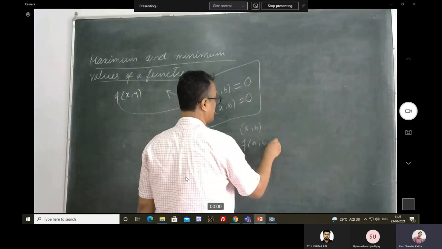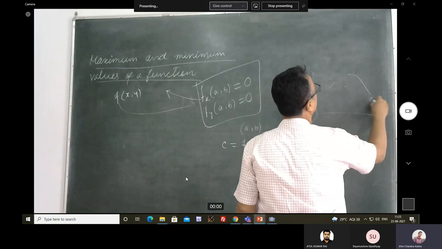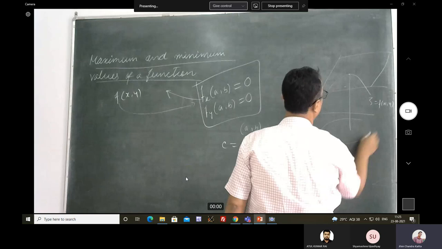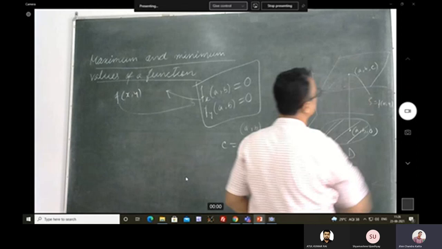Okay, so basically, tangent plane at the point (a, b). What I mean by that is, I am considering the surface z = f(x, y). Suppose this is the domain of this function, so this is (a, b, 0), and this point is going to be (a, b, c), where c = f(a, b). I am considering the tangent plane here.